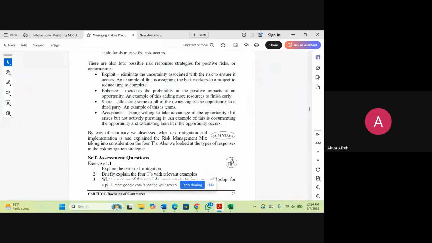Then share, just as we have in the negative risk, in the positive risk too, we have share here. You try to allocate ownership to a third party. So you partner with another organization so that you can co-import and reduce shipping costs per unit.